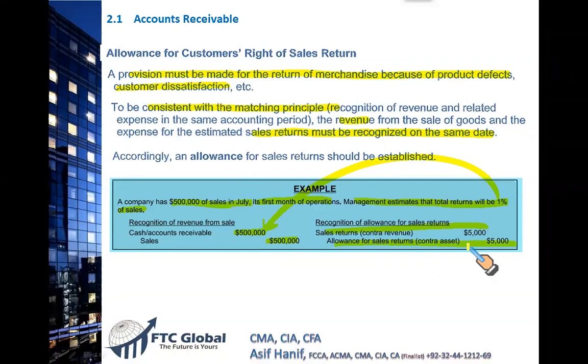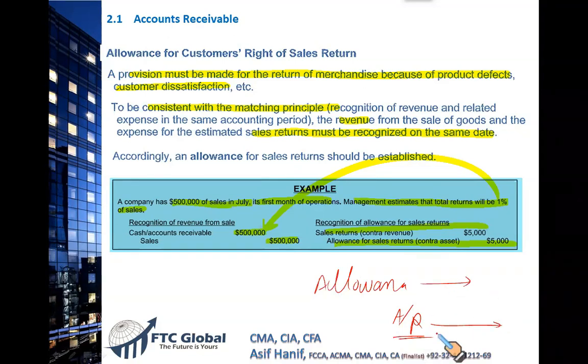When the actual returns are made, what entry are you going to make? Anybody? When there are actual returns, what entry are you going to make? Just consider it the same thing as allowance for bad debts. When actual returns come, debit allowance for sales returns and credit accounts receivable. Yes, exactly. That's the right thing.